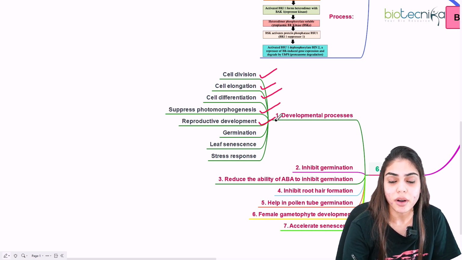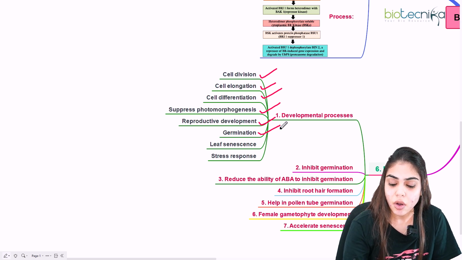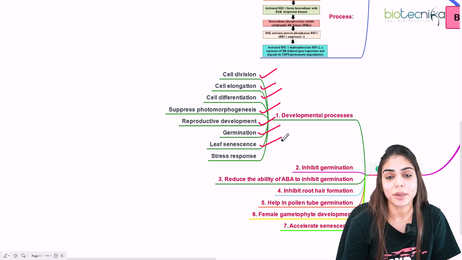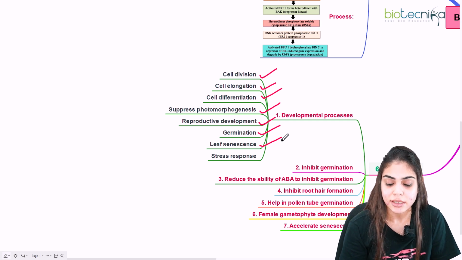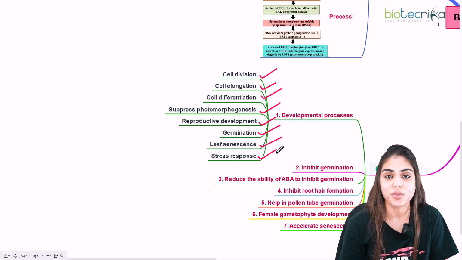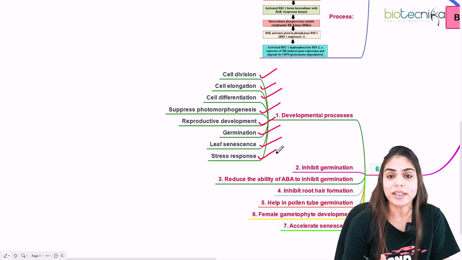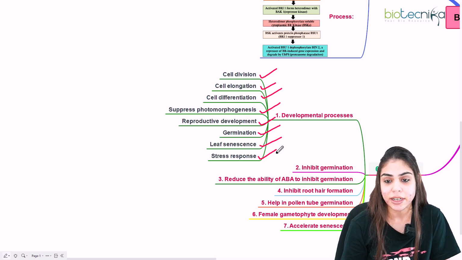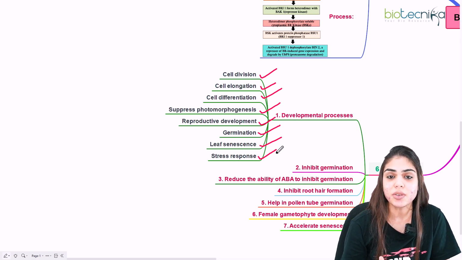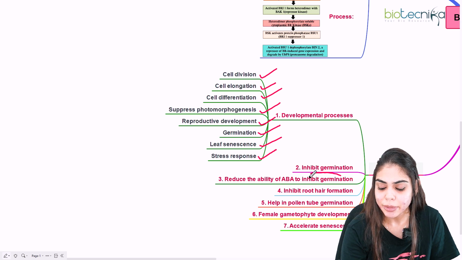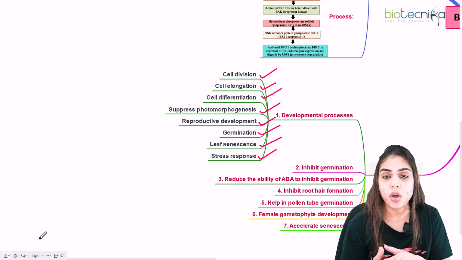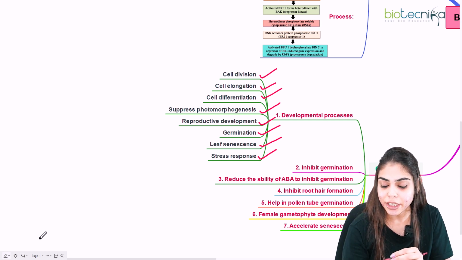It is also involved in reproductive development, helps in the germination of seed, and also promotes leaf senescence, that means the aging process of the plant cells. It is also involved in the stress response. Whenever the plant is facing any kind of biotic and abiotic stress, this brassinosteroid phytohormone is regulating the stress response in the plants. It is also known to inhibit the germination process. It is also known to reduce the ability of ABA to inhibit the germination.